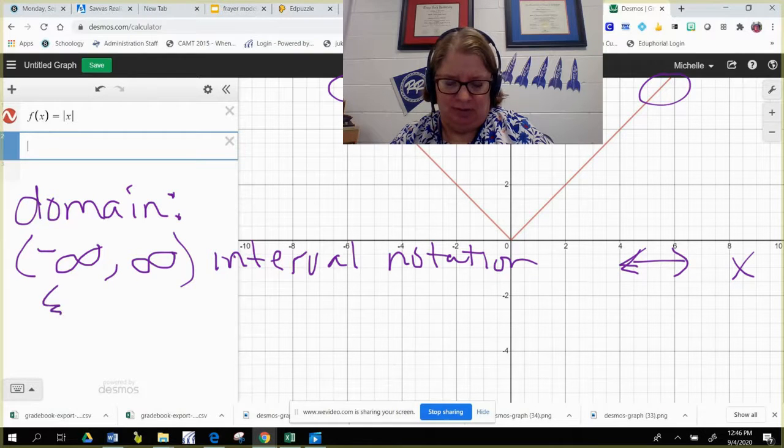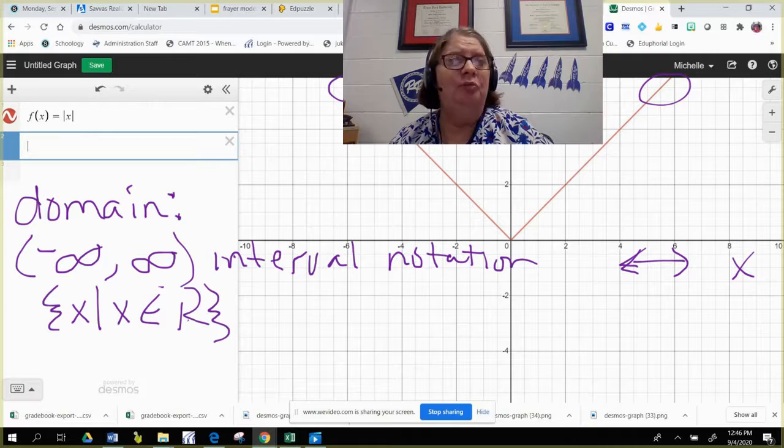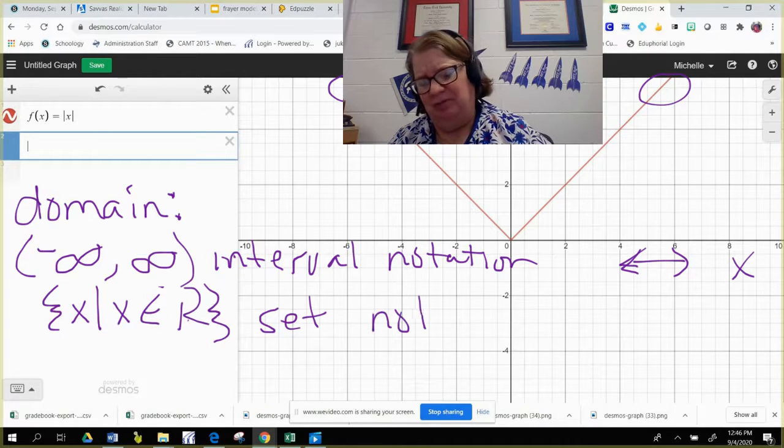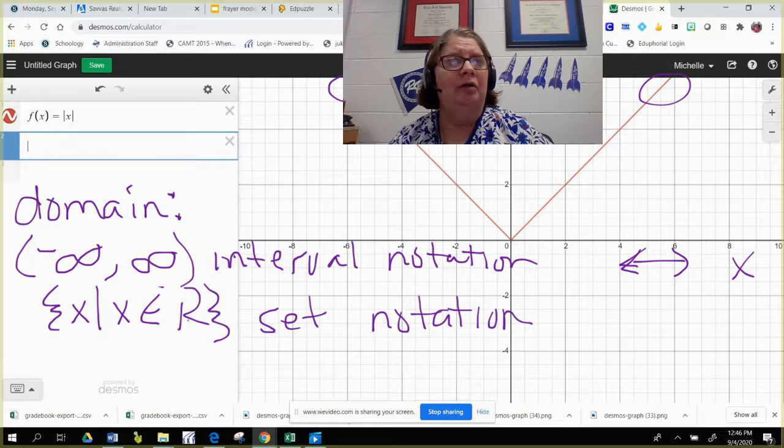Another way to write it is all values of x such that x is a real number. Actually, it would have this: x is an element of the set of real numbers. You probably are used to hearing that as all real numbers. That's set notation. We won't use that one very often, but you need to recognize it. The other way to state this domain is inequality notation.